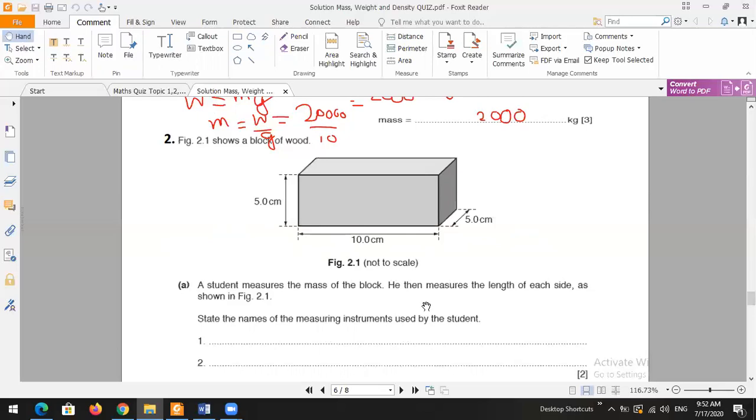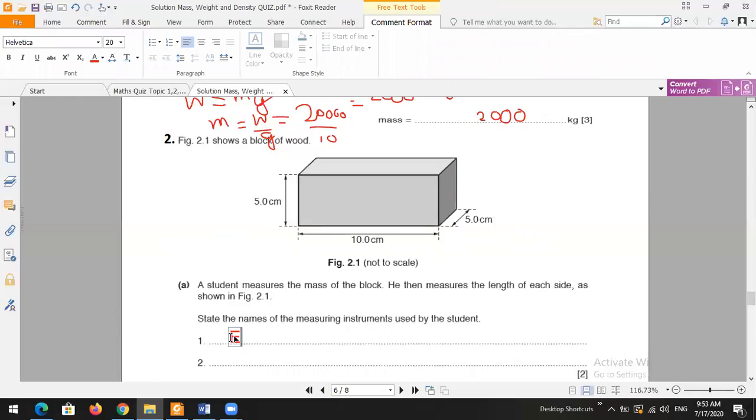So first of all, he needs to measure the mass. To measure the mass, the student can use a beam balance or an electronic balance. I'm writing here the electronic balance, more accurate. What about the second thing, which is volume? To calculate the volume, the student needs to measure these lengths, and the lengths are 10 centimeter, 5 centimeter, and 5 centimeter.